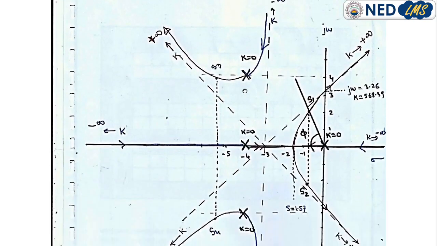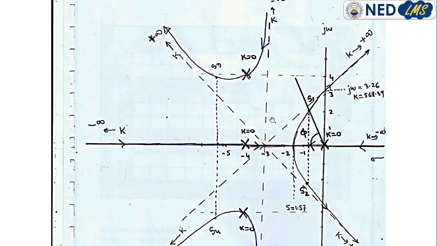Therefore, here is the root locus plot of the given system. First of all, we have to map all the poles. One pole is at 0, another pole is at -4, the third pole is at -4 plus j4 and the fourth is at -4 minus j4.